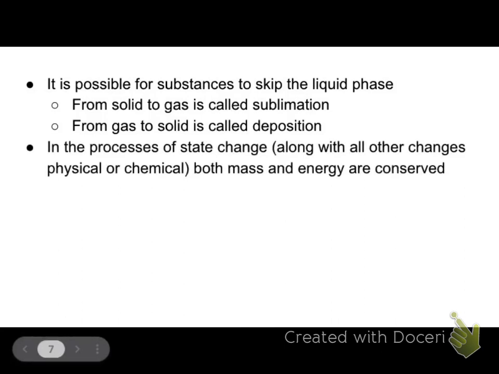In the process of state change and any other physical or chemical change, but we're talking about state change, both mass and energy are conserved. Okay? So if you boil water, it may look like the water disappears, but all of that water is still there. It's just a gas that you cannot see now. But the amount of matter has not changed. And the energy that you added to that pot of water hasn't disappeared. It's now stored in between the atoms, and when they condense, then they can release that energy. Okay, so just in a different form, it's not lost forever.